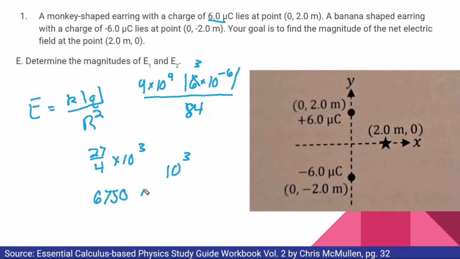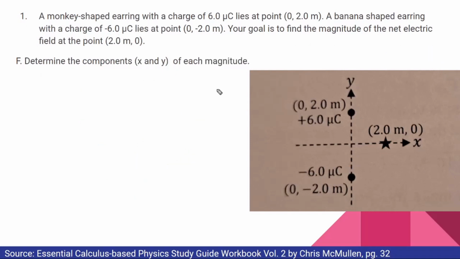6,750 newtons over coulombs. And because we know that E2 has the same distance as E1 and the same absolute value for the charge, we also know that E2 will also have a magnitude of 6,750 newtons over coulombs.